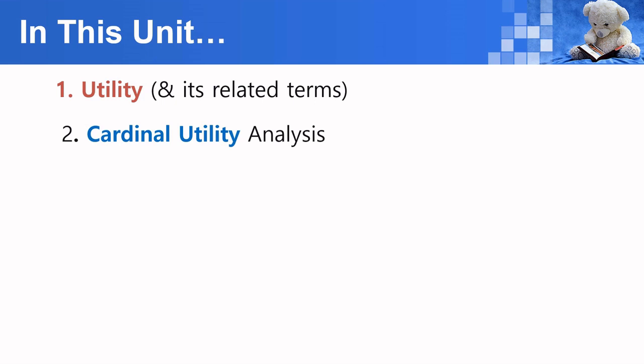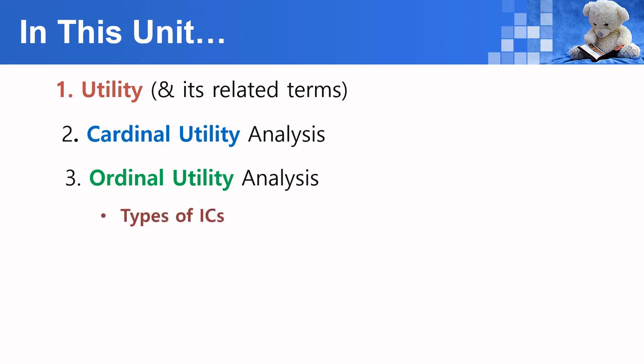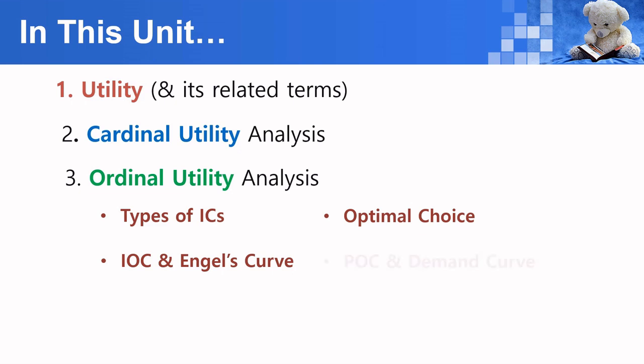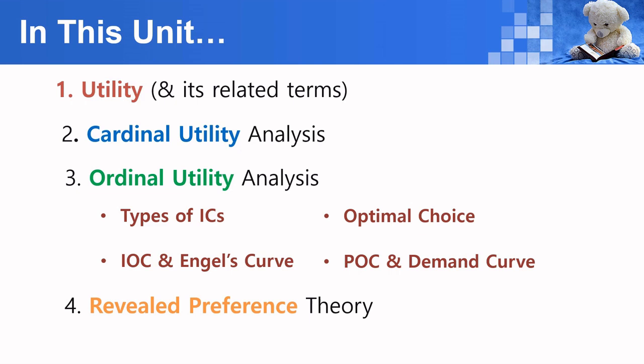So we will be going along in this fashion. First, we will discuss the concept of utility. After that, we will discuss cardinal utility analysis. Then we will move to ordinal utility analysis, and under this we will discuss indifference curve, the types of indifference curve, how to derive optimal choice for these different indifference curves, what is income consumption curve and the Engel curve, what is price consumption curve and the demand curve. After that, we will discuss the revealed preference theory.